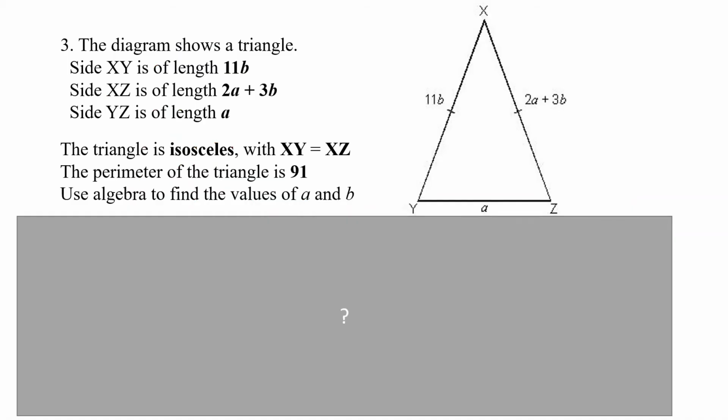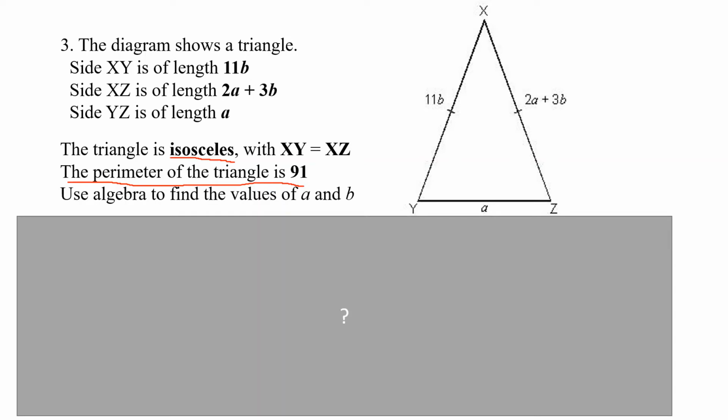Now let's look at another example. The diagram shows a triangle. Side XY is of length 11b, side XZ is of length 2a plus 3b, and side YZ is of length a. The triangle is isosceles. That word is very, very important. With XY being equal to XZ. The perimeter of the triangle is 91. This is also important. Use algebra to find the values of a and b.